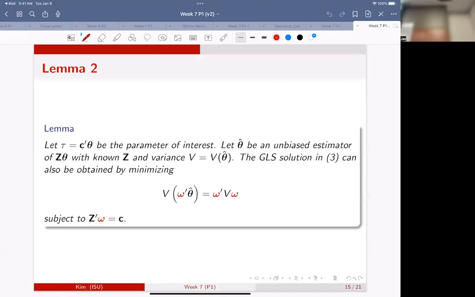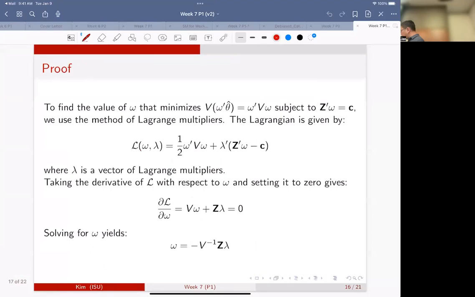So basically, it minimizes the variance of the weighted estimator subject to the model unbiased constraint. And the proof is essentially the proof for the solution to GLS. So I wrote the proof.